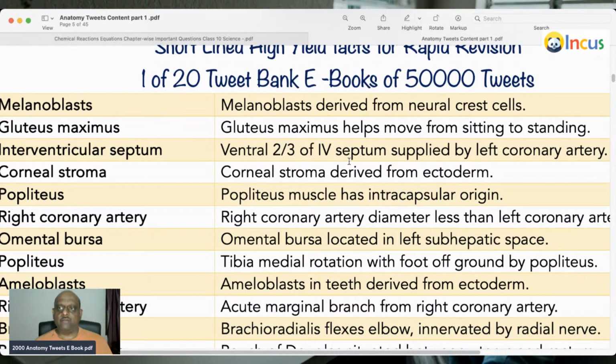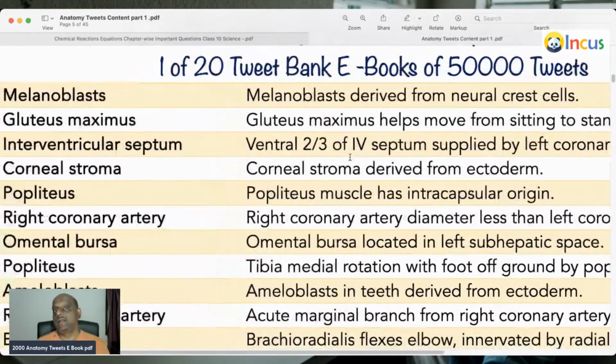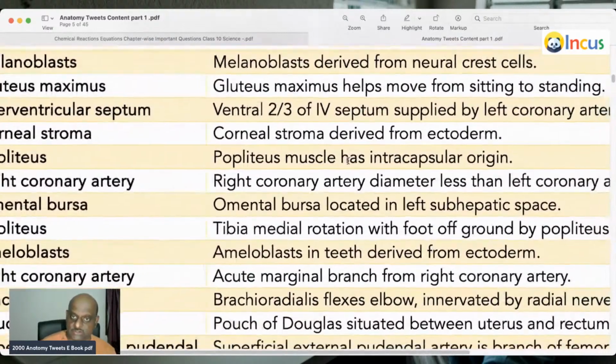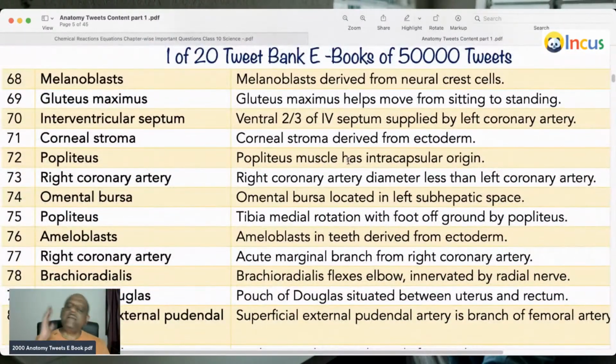Whenever you are moving from a sitting to a standing position, what is the main extensor that maintains your posture? It is the gluteus maximus. Now, how is the interventricular septum supplied? The ventral 2/3 of the interventricular septum is supplied by the left coronary artery, is what you need to remember. Corneal stroma is an ectodermal derivative.